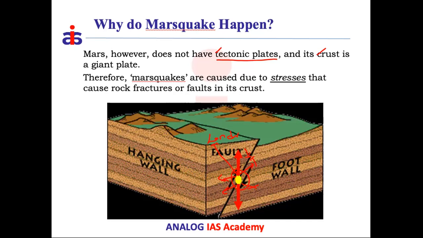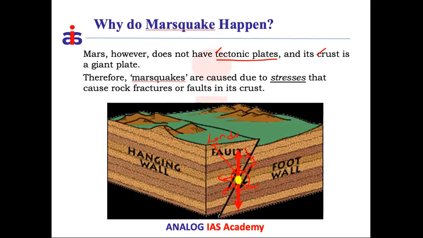And whenever there is a fault in these layers, fault means the breakage happening between these layers, that is called a fault, and that fault will release the stress energy, and that strain energy is being recorded by the seismograph that is added in the given InSight lander.